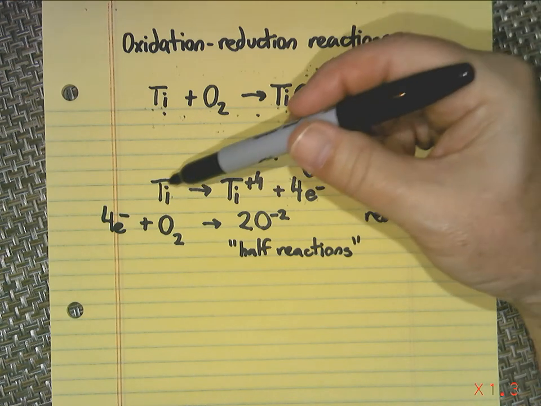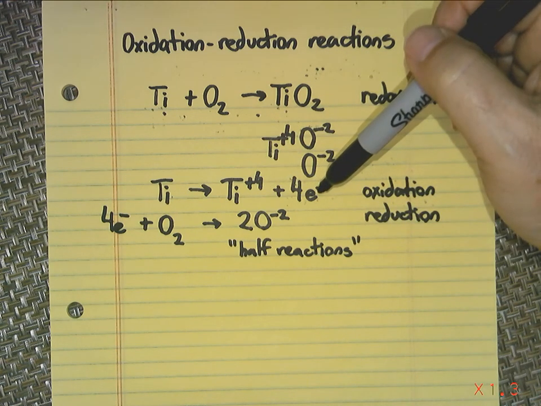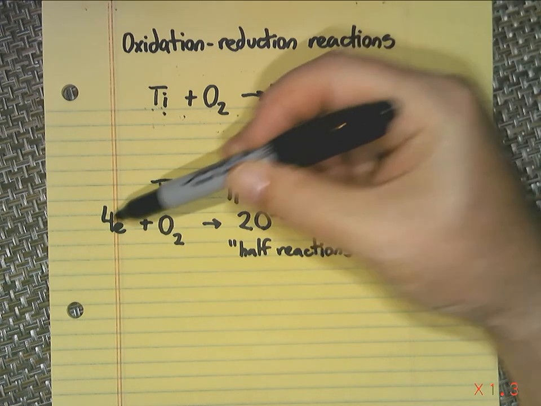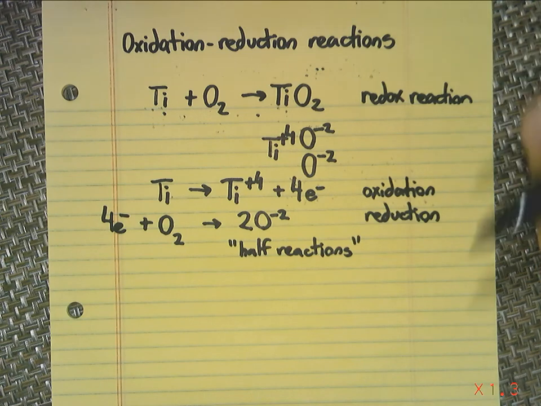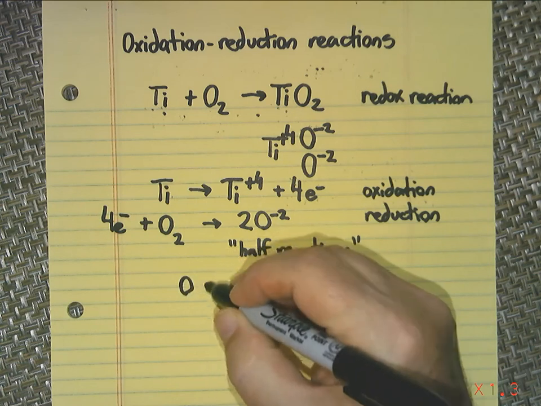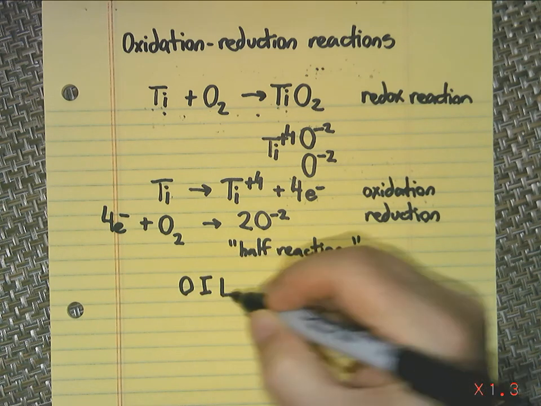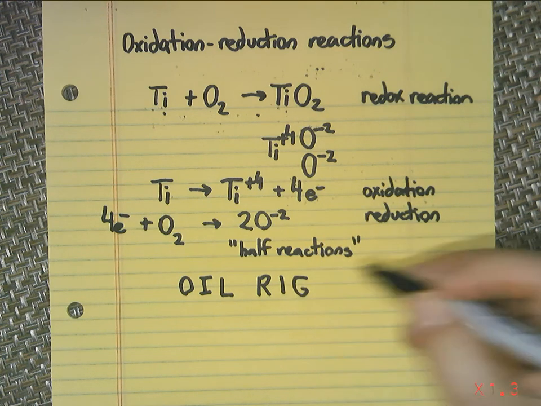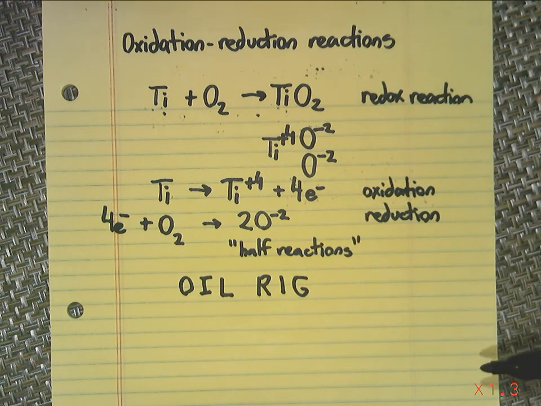Another way is, when you have an oxidation, electrons are being lost. When you have a reduction, electrons are being gained. This oxygen is gaining 4 electrons. Now you can keep that straight. If oxidation involves a loss of electrons, reduction involves a gain of electrons. So there's a mnemonic, something you can remember to keep straight which one is an oxidation and which one is a reduction. I will be asking you, is this a reduction or an oxidation?